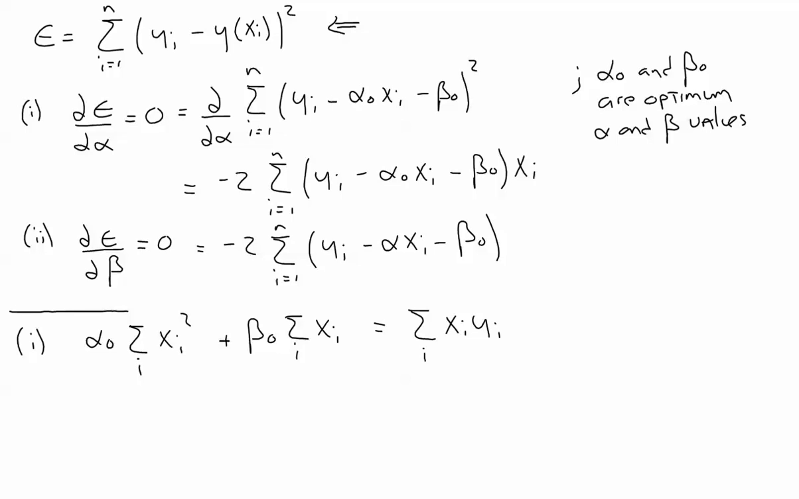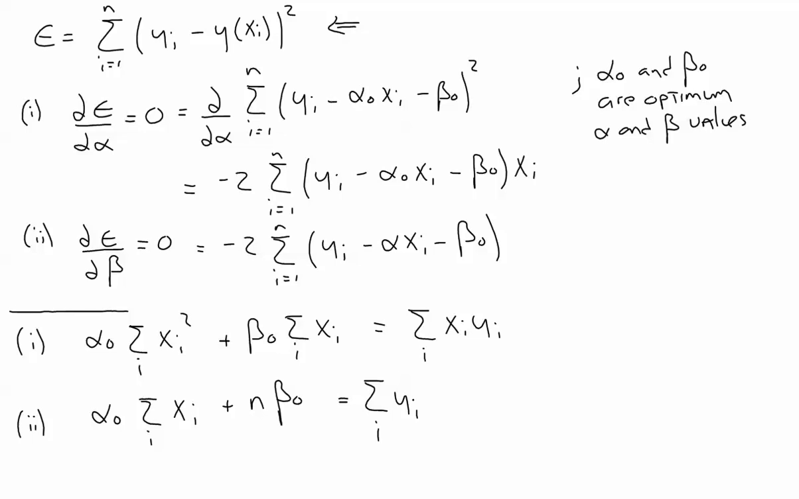Next thing is equation 2. And this can be rewritten as alpha naught times the summation over i of x sub i plus n beta naught, and that will equal the summation over i of y sub i.